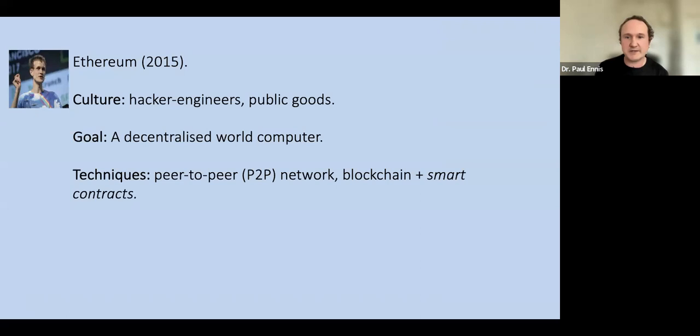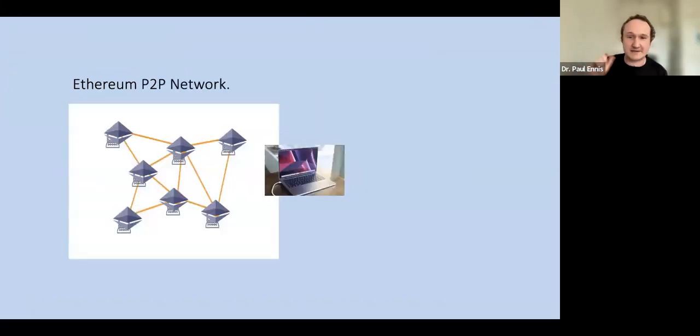And then there's another dimension that comes into it, which is called smart contracts. And this is the thing that people really get tripped up on. They find it really hard to understand, but it's something you shouldn't worry about as much, as it sounds more complicated than it is. So this is the Ethereum peer-to-peer network, right?